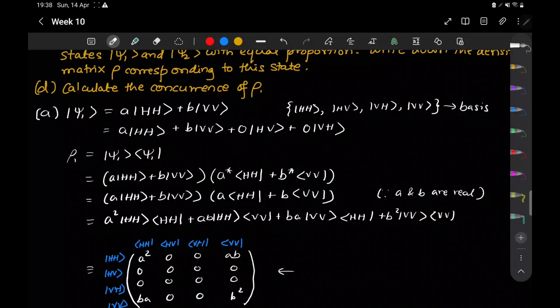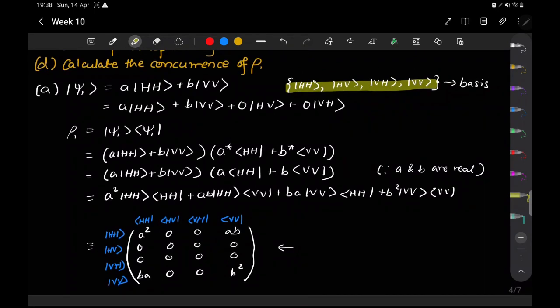Okay, so someone is asking why we have taken this particular order for the basis, and whether we can take some other order or not. Indeed, you can take whatever order you want, but whatever order you take, you have to be consistent in that order when you are writing down the matrix over here. So you have to be consistent.